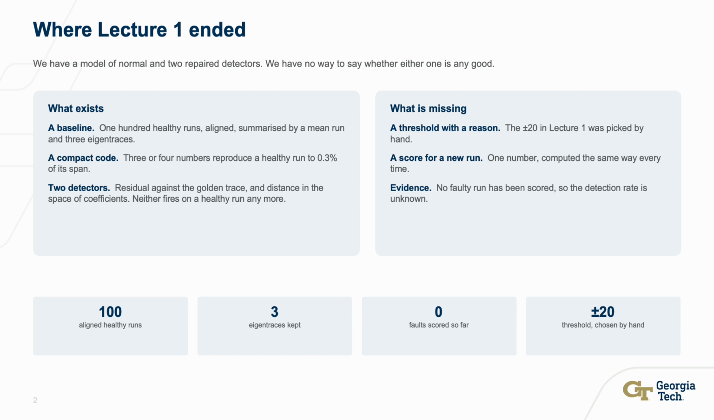The bottom row is the honest state of play: 100 training runs, 3 eigentraces, 0 faults stored, and 1 threshold chosen by hand. One more thing worth saying before we move on. Everything we do today is fitted on healthy runs and nothing else. That constraint is not a teaching simplification, and I want to keep saying it because it is easy to drift away from once labeled faults appear on screen in 10 minutes.